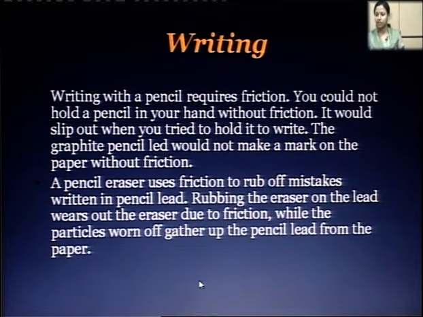Second example is writing. Writing with a pencil requires friction. We cannot hold a pen in our hand without friction. It would slip out when we try to hold it to write. The graphite pencil lead won't make a mark on the paper without friction. That is, we cannot write without friction.